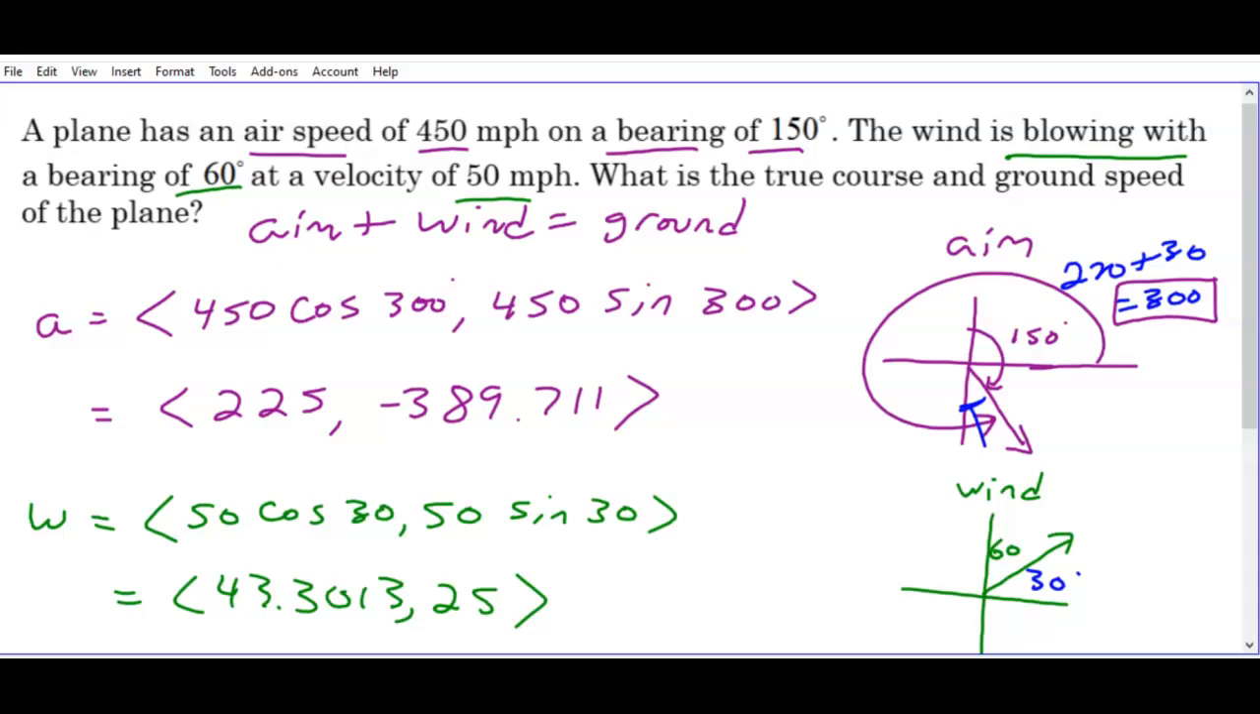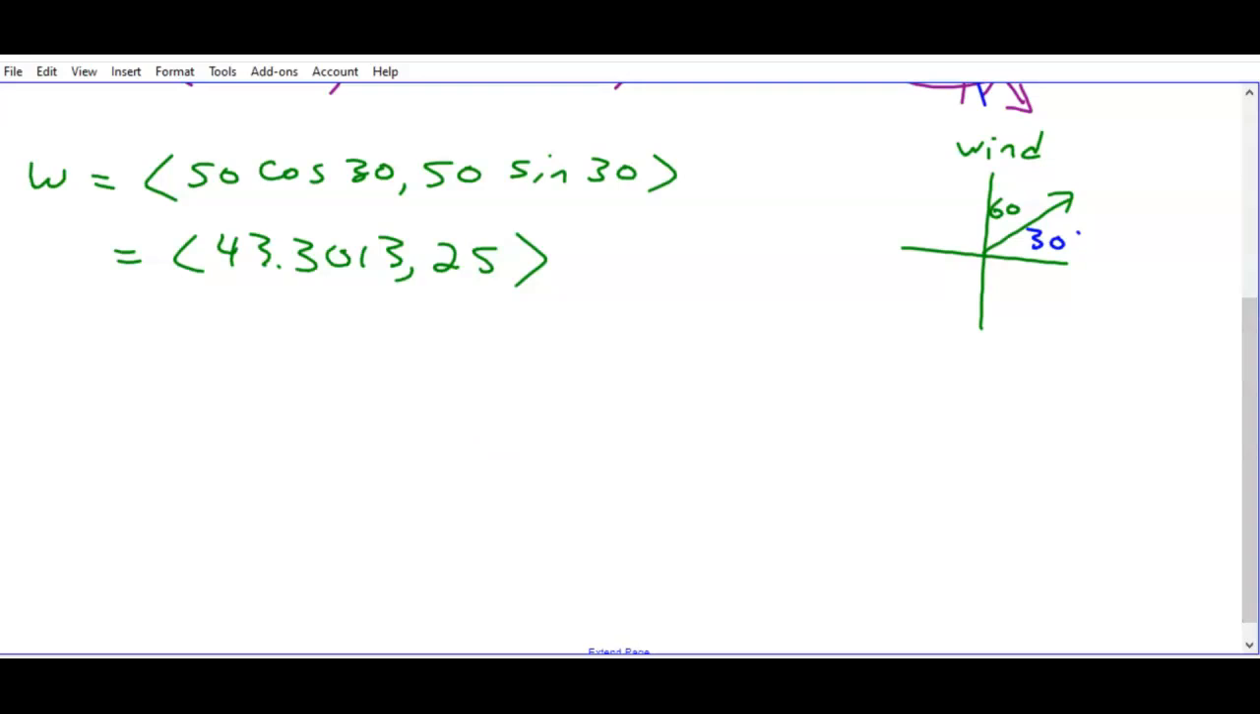Okay. Now we have to go after what is the true course. We'll go blue. What is the true course and ground speed? So true course means the bearing. What direction are we going? And ground speed means the magnitude. How fast does this thing go? Well, in order to do that, I first have to add my two vectors together. So the first thing I'm going to do is remember that the aim plus the wind is equal to the ground speed. So that's what we're trying to do.